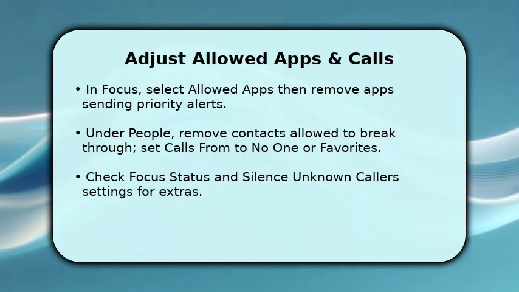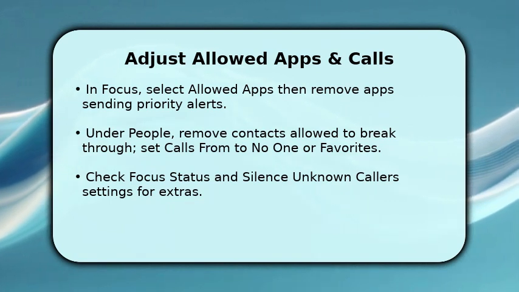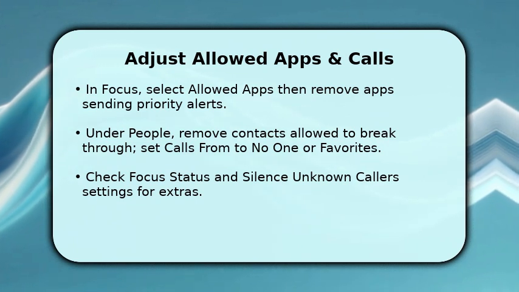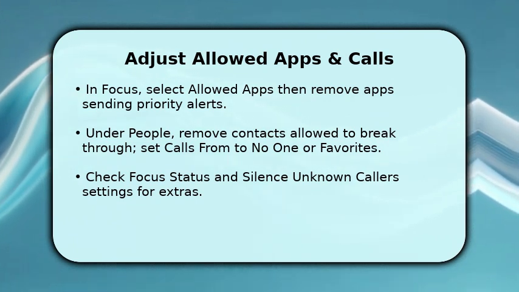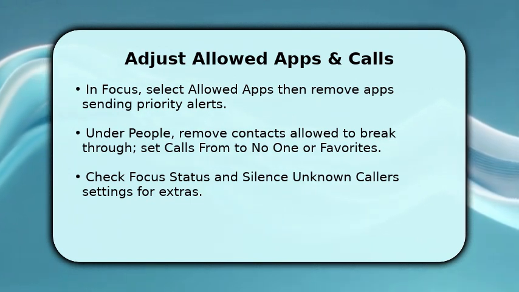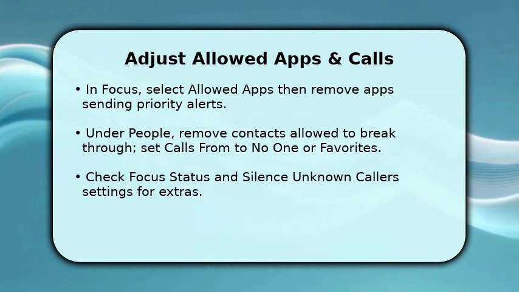Next, delve into each Focus's allowed apps and people sections to refine exceptions. You remove specific apps that have priority permission so they won't notify during Focus. Do the same for contacts so calls and messages stay muted. Once done, adjust calls from to no one or only favorites if you need emergency access.